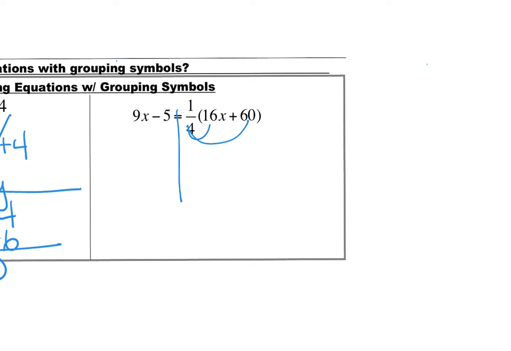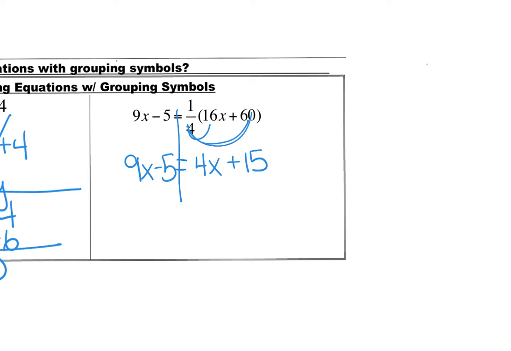1 divided by 4 and then times 16, and then 1 divided by 4 and then times that by 60. So 1/4 of 16 is going to be 4x, and then 1/4 of 60 is equal to 15. Now we have 9x minus 5 is equal to 4x plus 15. Now remember, we have to bring the variables together first.